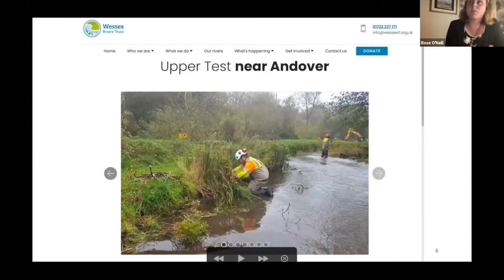And I think what I'm trying to say here is that there's lots of action. We know what we need to do now. We've got the evidence in terms of what we need to do to restore our rivers, and we know what works to some extent. So it's about scale. How do we scale that up?